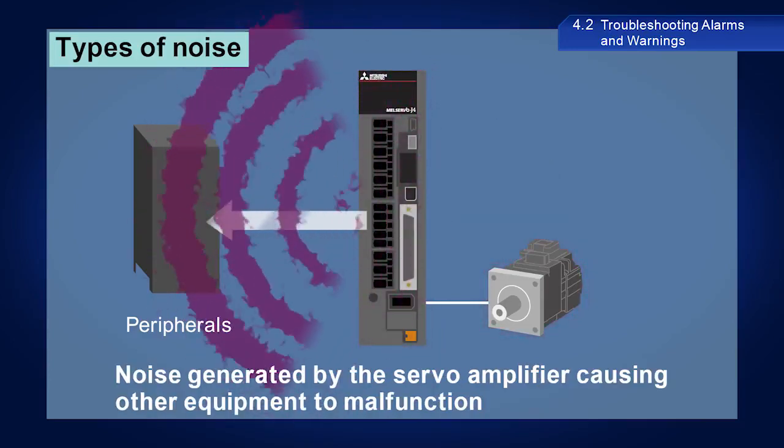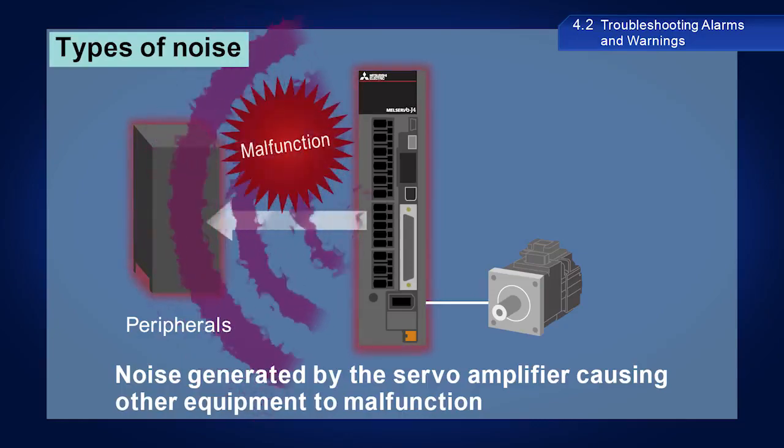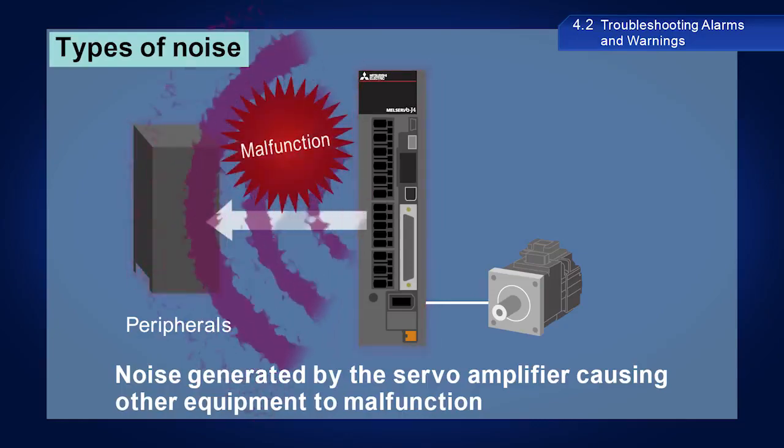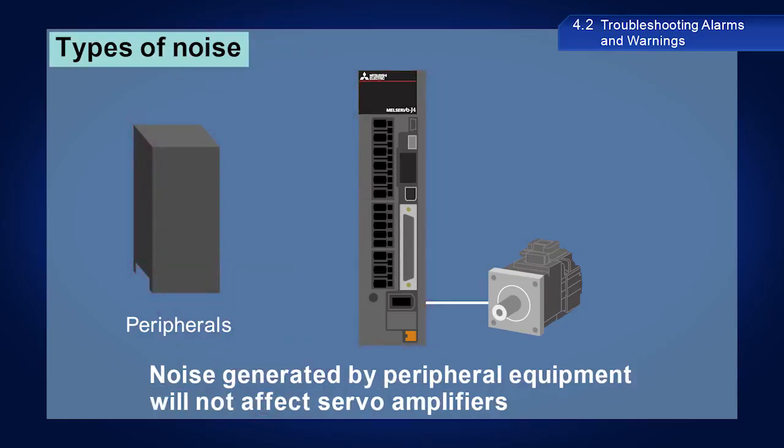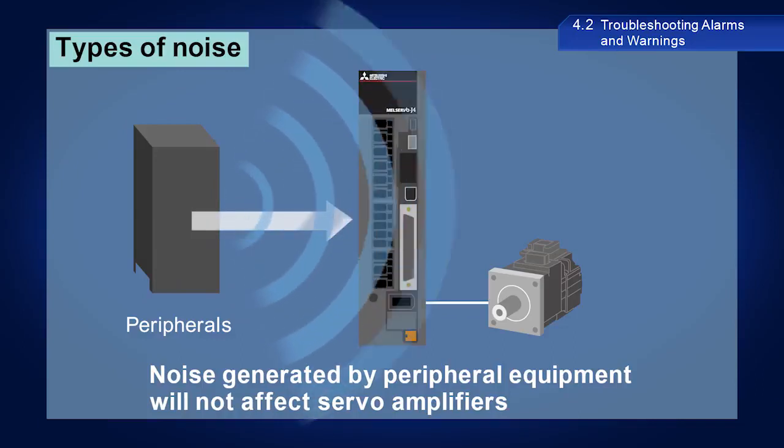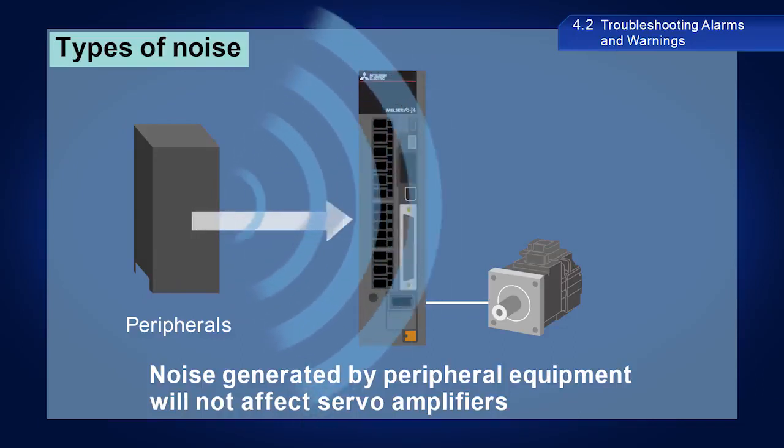Noise generated by the servo amplifier can also cause other equipment to operate incorrectly. Also, some noise generated by peripheral equipment will not affect servo amplifiers. When alarm 20.1 occurs, you must find and resolve the cause of the noise.